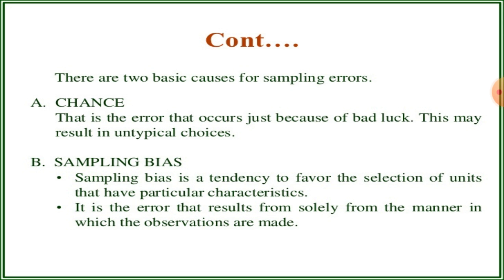Chance is the error that occurs just because of bad luck, and this may result in untypical choices. And the second is sampling bias. A sampling bias is a tendency to favor the selection of units that have particular characteristics. It is the error that results solely from the manner in which the observations are made.